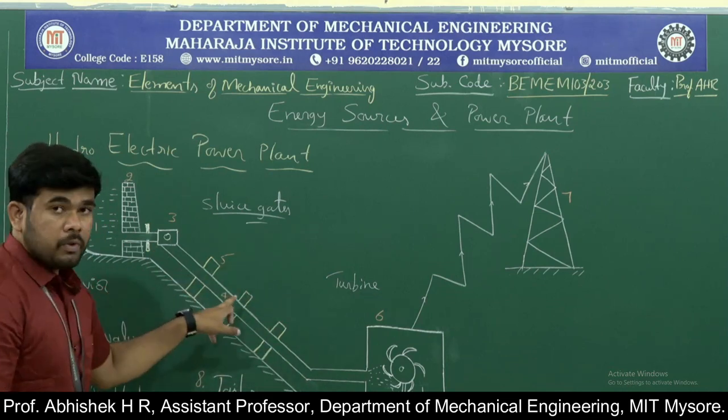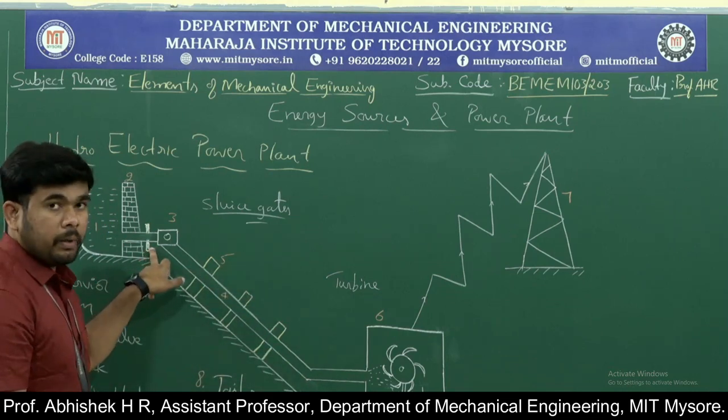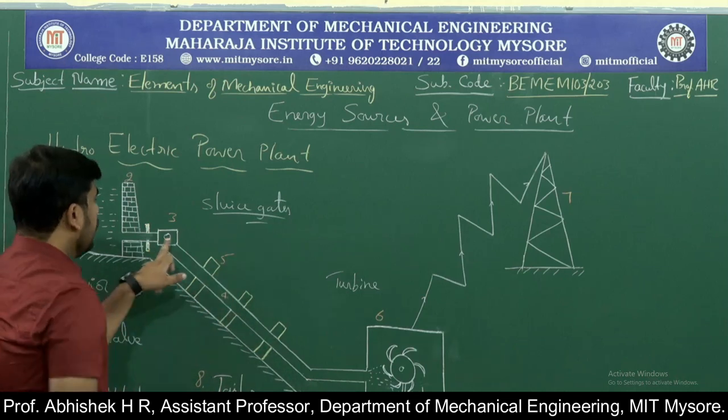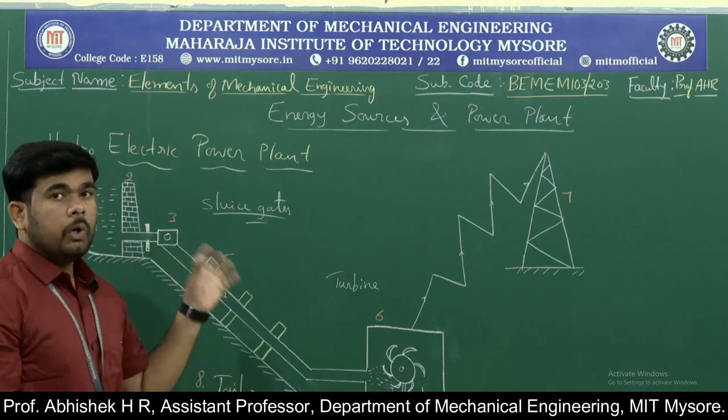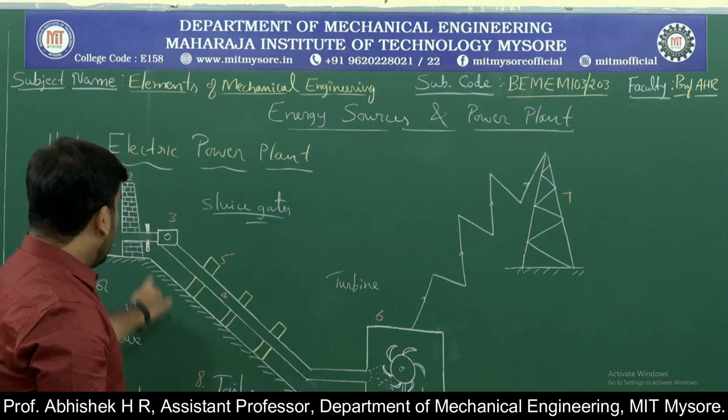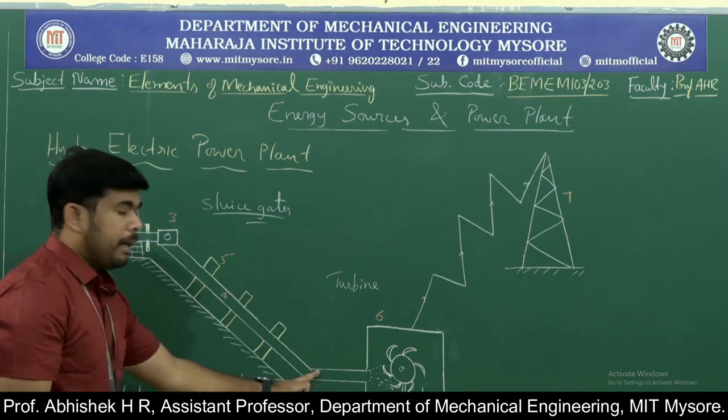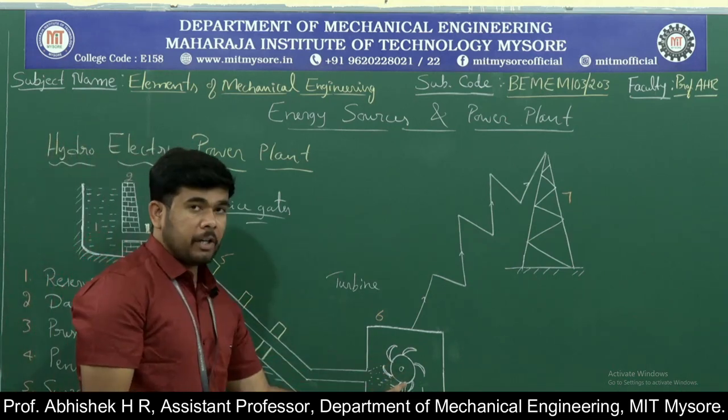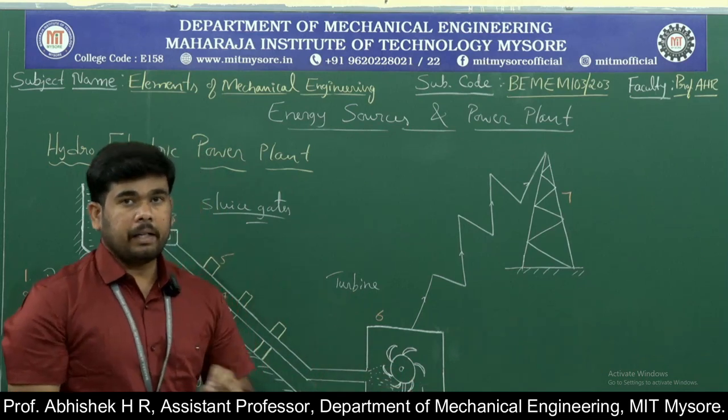Before releasing to the penstock, we have the gates, the opening gates that are called sluice gates, and we have the pressure valve also to regulate the flow of water. And water is going to flow through the penstock, splashing or hitting on the turbine blades.